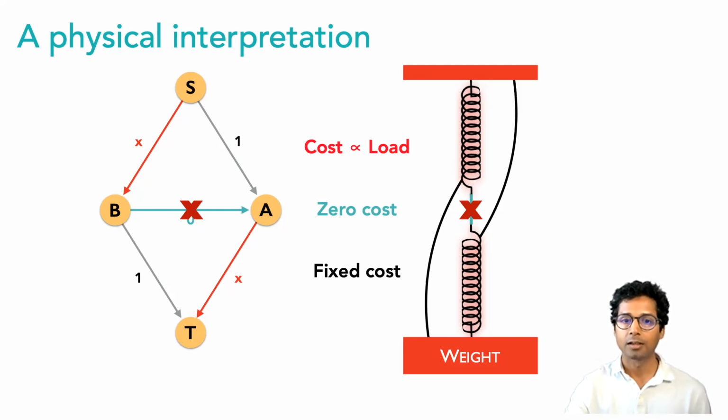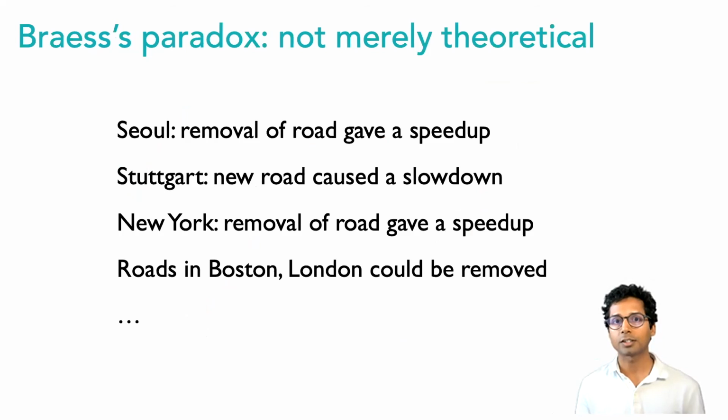So this is not just theoretical. This is a well-studied phenomenon called Braess's paradox. It has been seen in several road networks and computer networks. Road network examples are easier to find online. You can look at the Wikipedia entry and find several of them. In Seoul and New York, people observed that the removal of a road, closure of a road, sped up traffic through the cities, while in Stuttgart, the addition of a new road made the road network worse, causing a slowdown of traffic in the city.